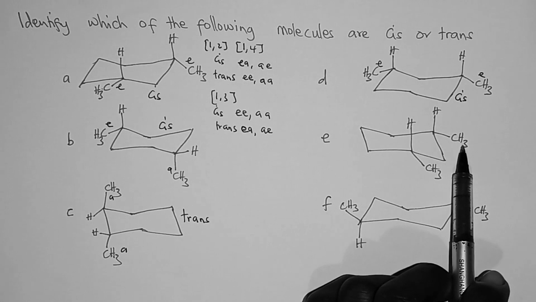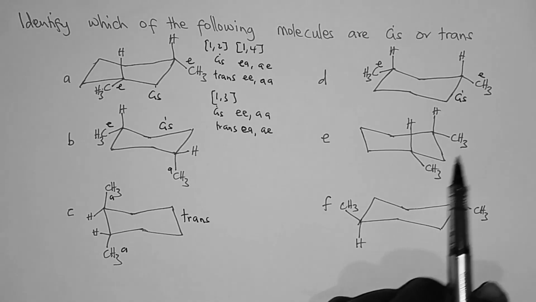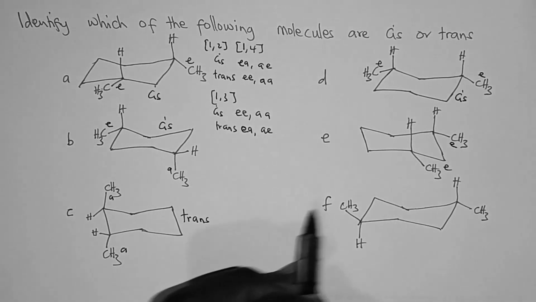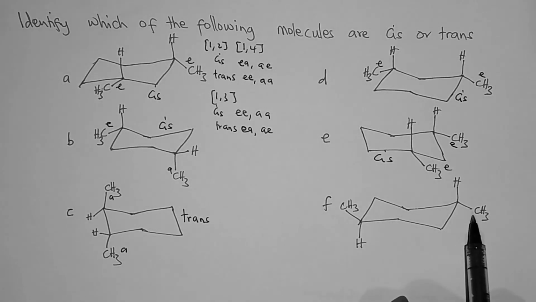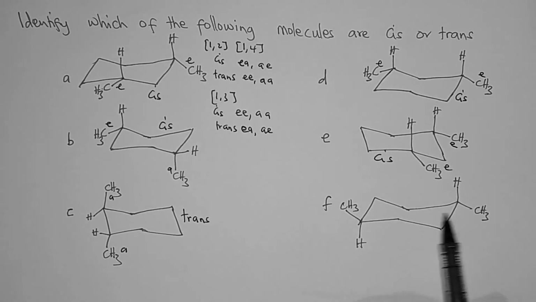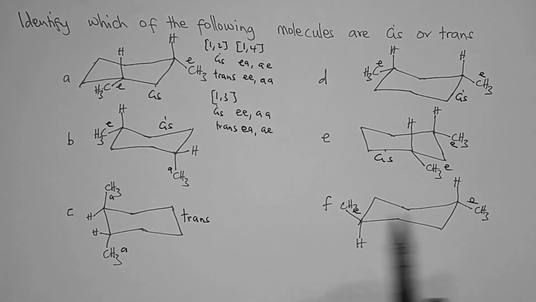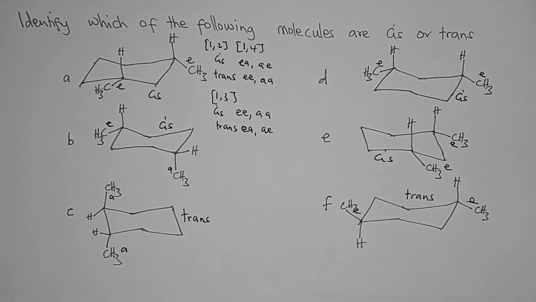And then this is also a 1,3, and they are both in what? Equatorial positions. So this is also a cis conformer. And then this is a 1,4. You can see that this is a 1,4, and that is also EE. 1,4 in EE is what? A trans conformer. So this is a trans conformer. So cis conformer, cis conformer, trans is trans conformer.